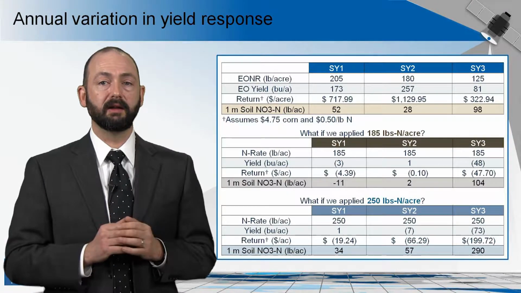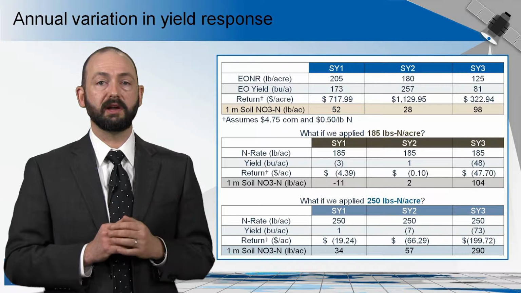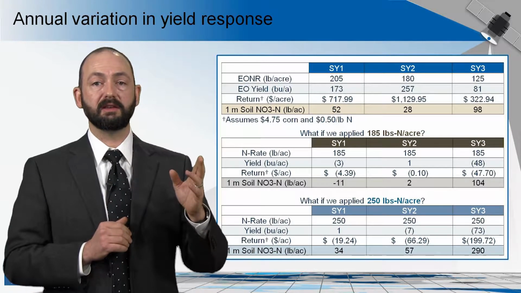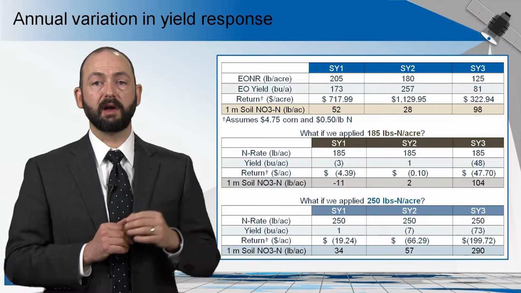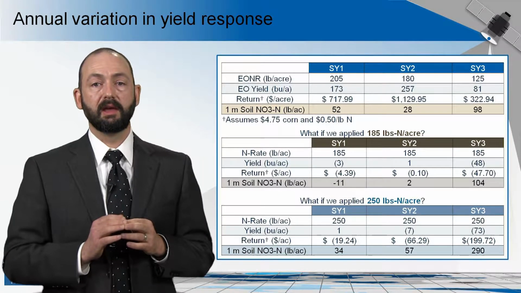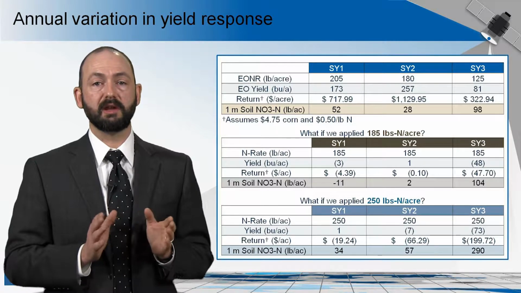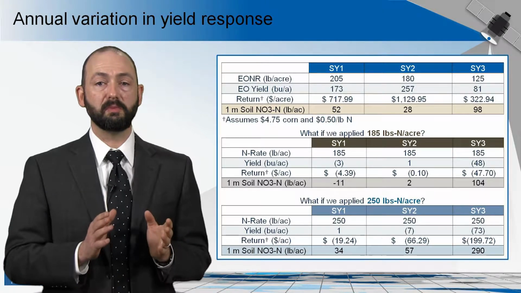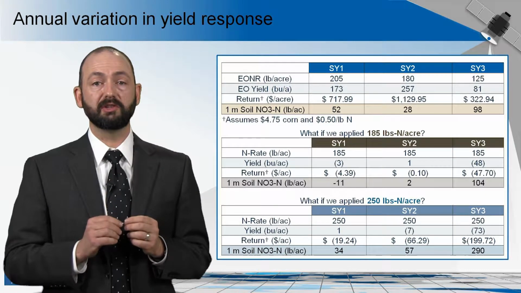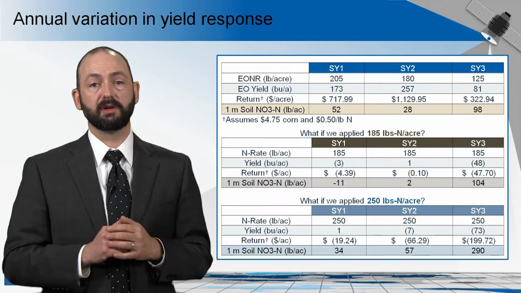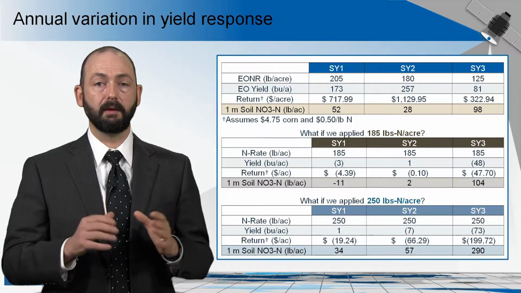So here's that data in a tabular format, and we see that the 1 meter nitrate concentrations in site year 1 is about 50 pounds per acre, and in site year 2, it's about 28 pounds per acre. And then finally, we have almost 100 pounds per acre that are lost in site year 3. And so if we apply nitrogen at different rates, 185 pounds per acre or 250 pounds per acre, each year for each of those three different scenarios, we end up with very different nitrogen loss amounts.